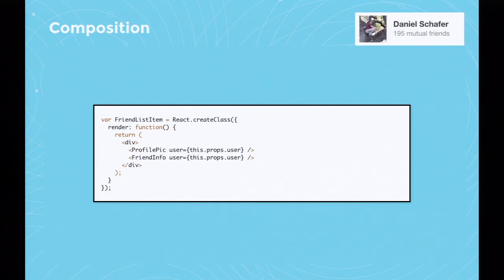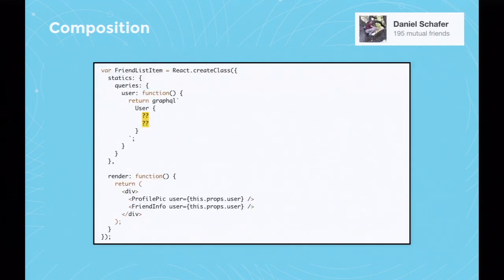So what does the query for this one look like? Well, we know that friend list item doesn't require any data off of the user object. It just needs exactly the data that profile pic needs and friend info needs. So we can use that to generate our query exactly. We just fill in with the query that we get from profile pic and from friend info. Now, this means that we actually have our data right next to our render function.